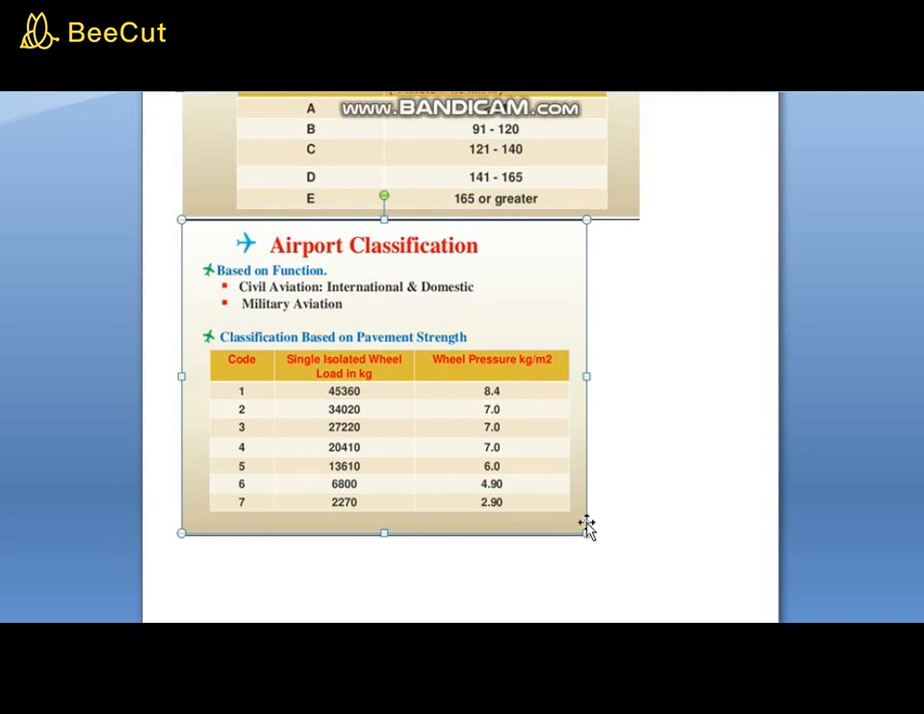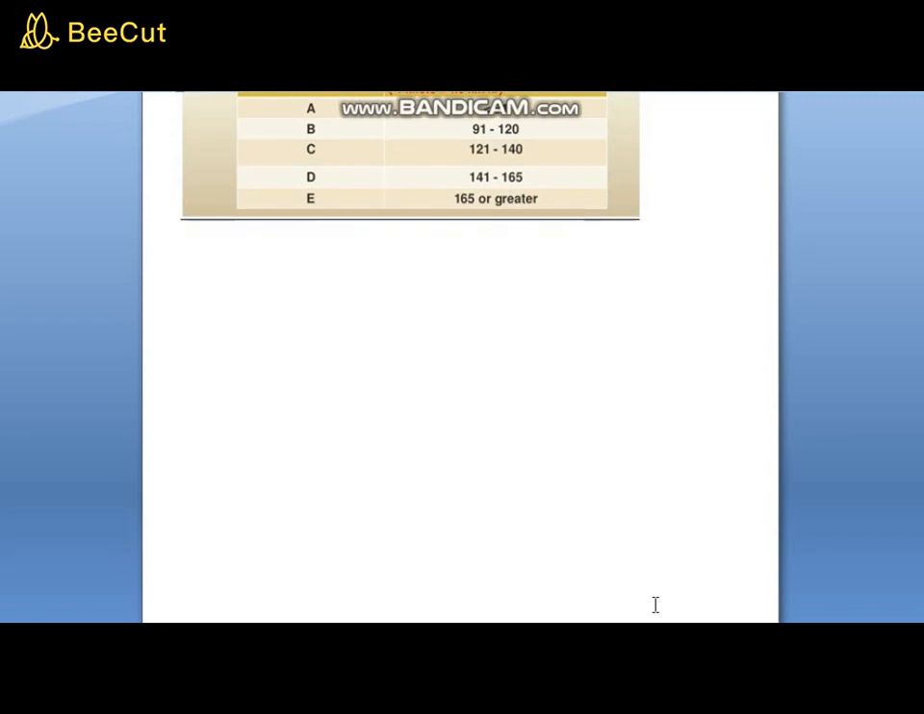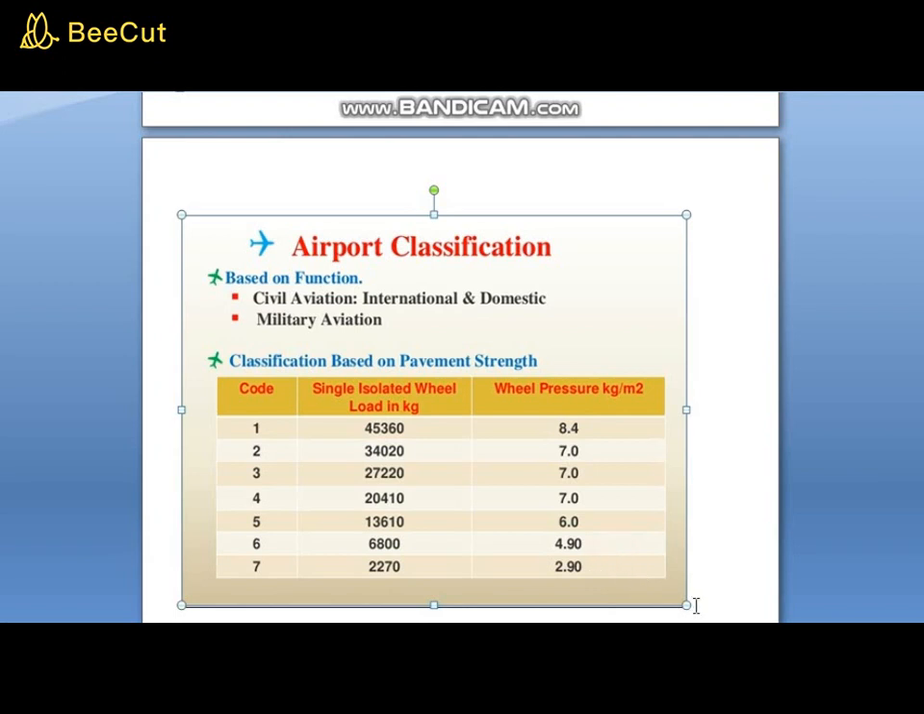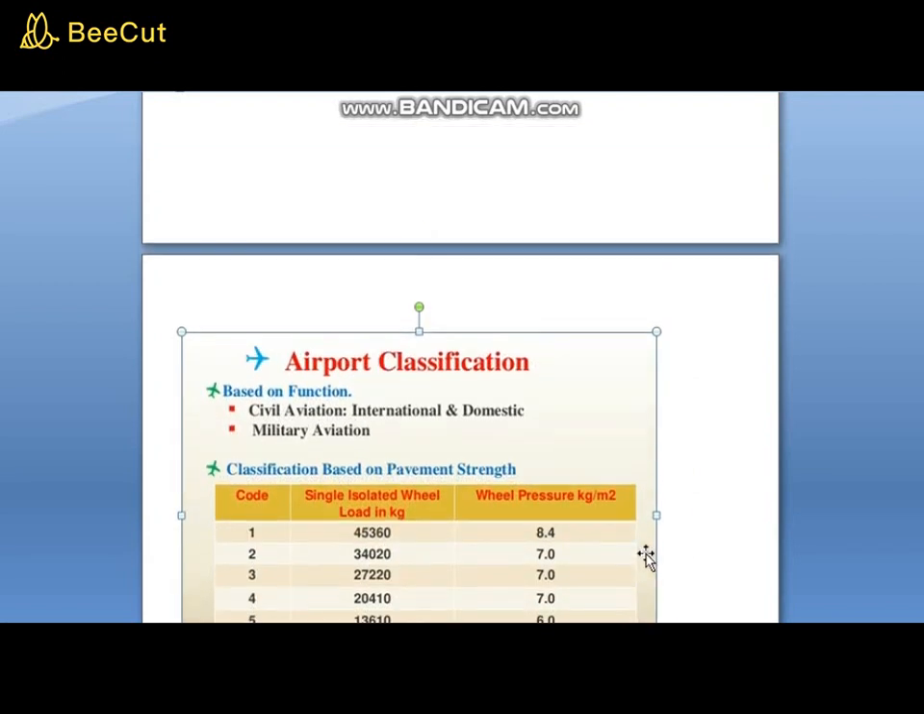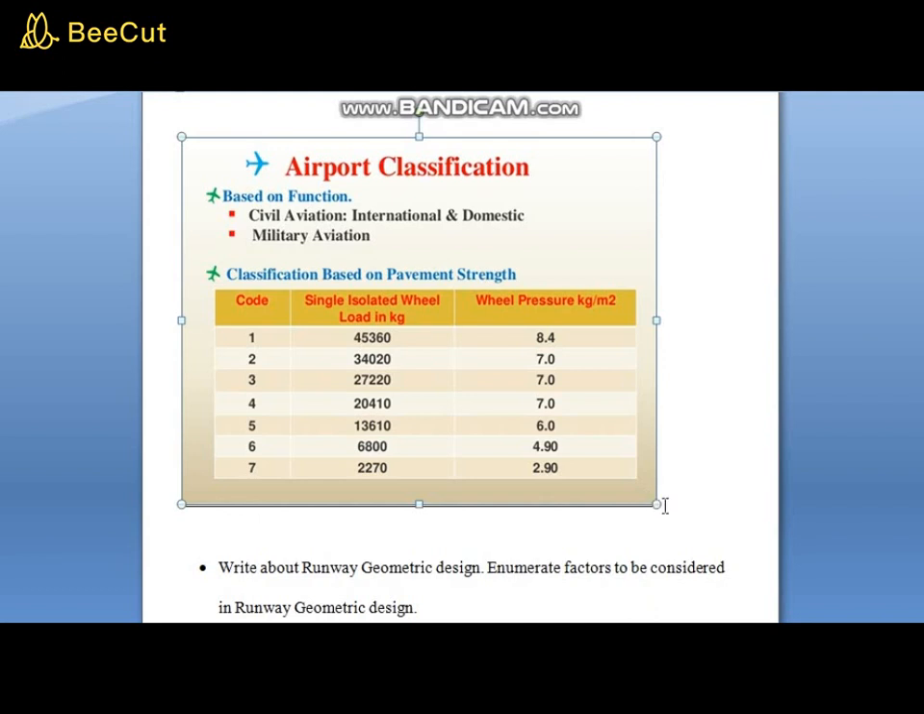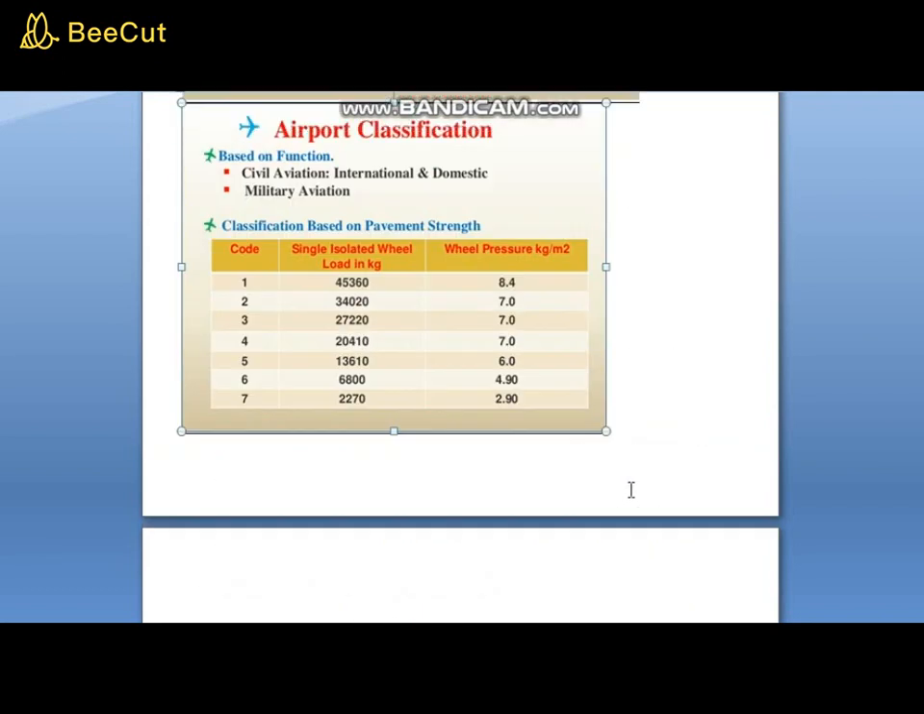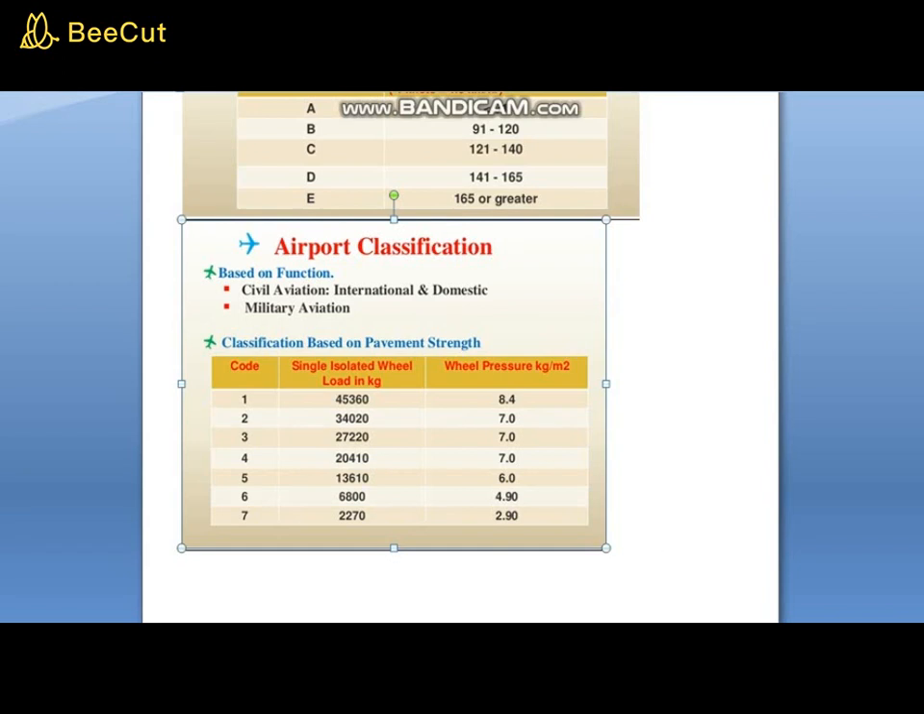Airport classification. Based on function, we have civil aviation, international and domestic, and we have military aviation. Again, classification based on pavement strength. Seven codes are given, 1 to 7. It depends upon wheel load and wheel pressure. Generally, we call it pavement strength.